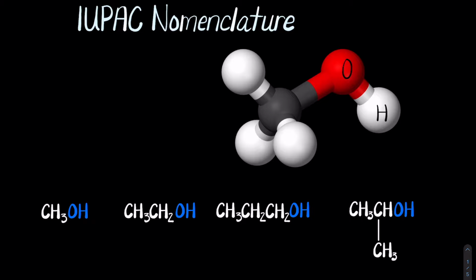So, for example, this is methyl alcohol, 1 carbon, so methyl, and then followed by alcohol. This is ethyl alcohol. This is also the alcohol found in alcoholic beverages. Here is propyl alcohol, and this is isopropyl alcohol.